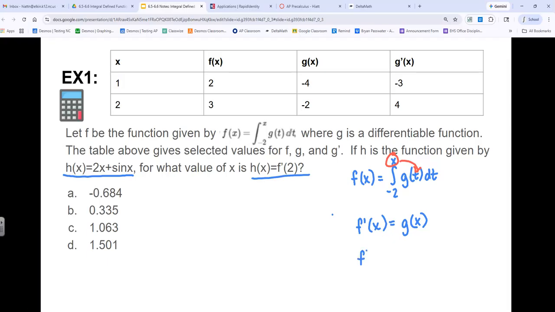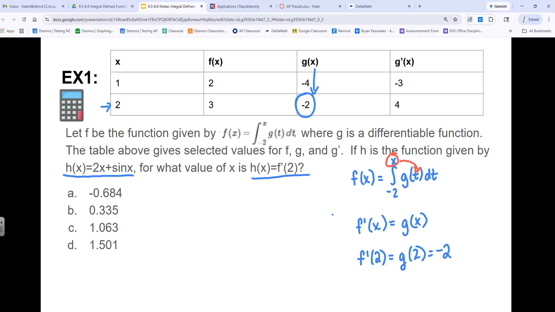So when they ask me to find f prime of 2, it's really just the same as g of 2. And g of 2 can just be read off of the table, right? So when your x coordinate is 2, that's right here. We're looking at g of x, so that's -2. Now, this part doesn't have to be calculator active.